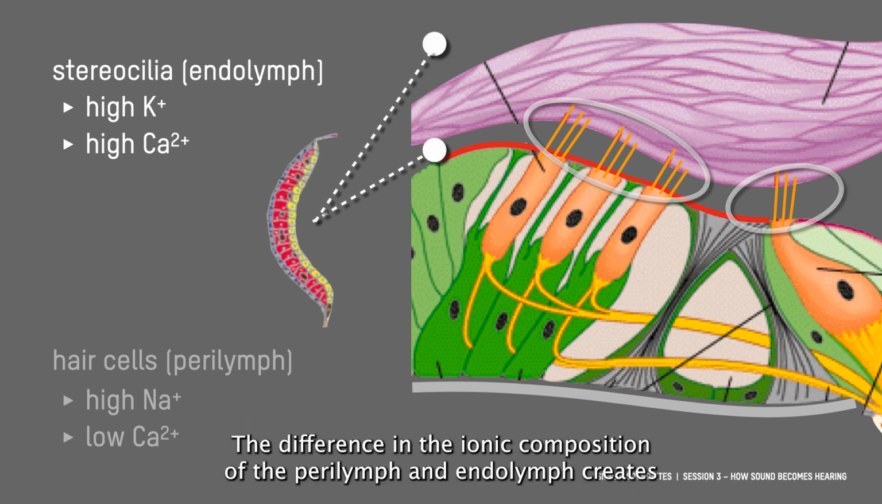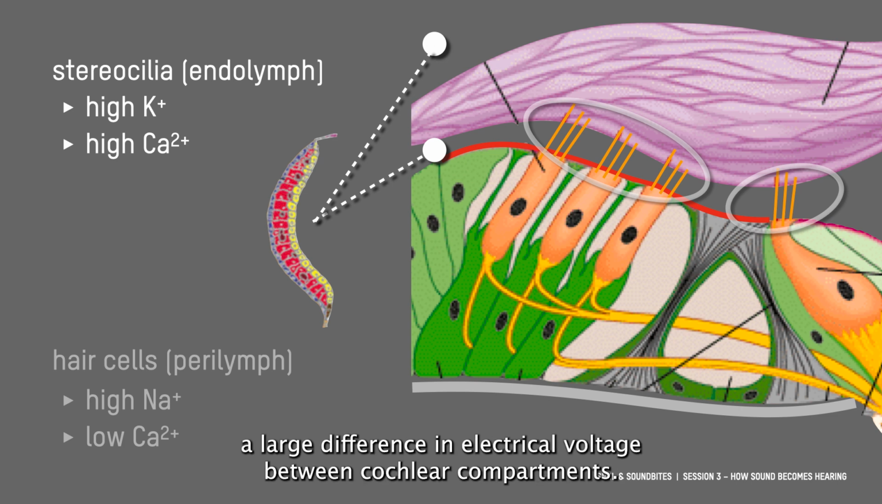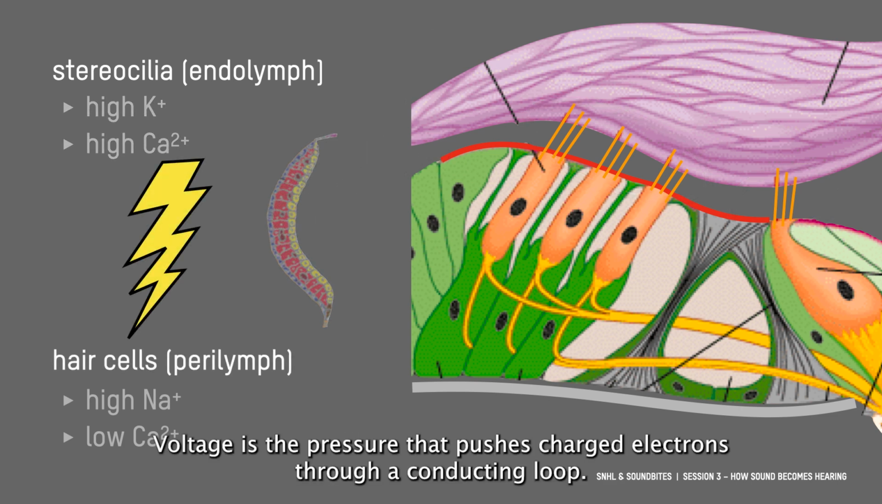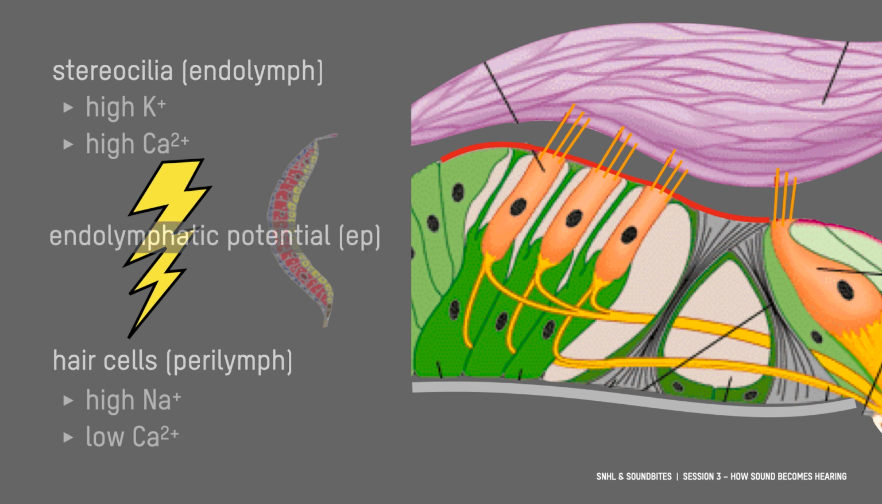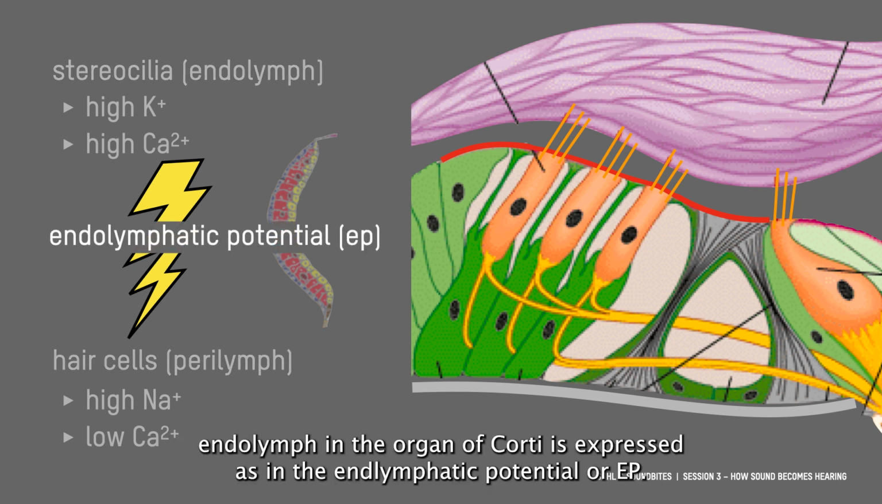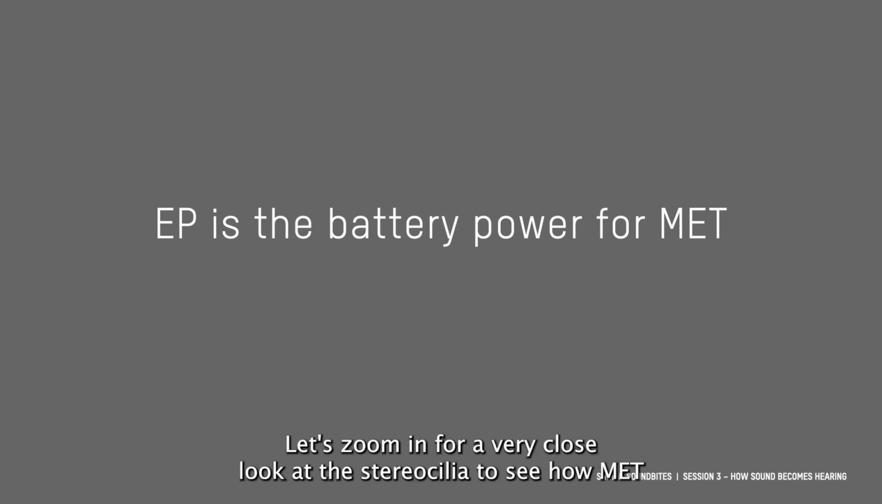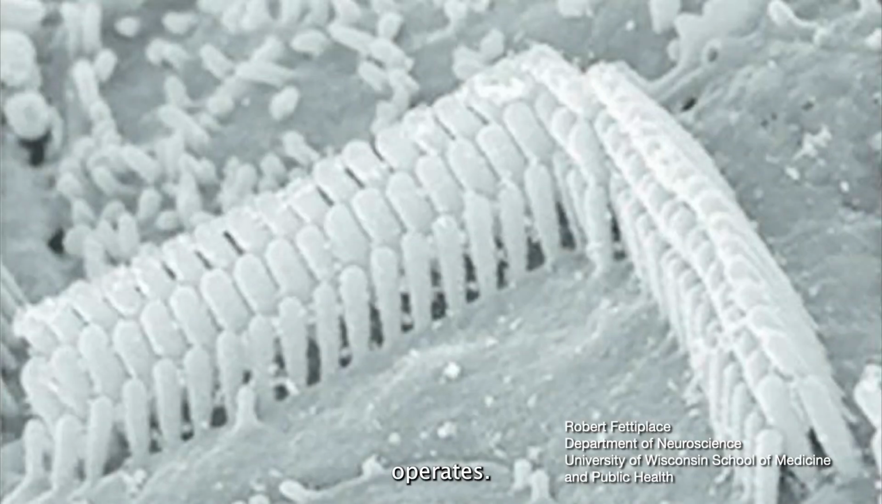The difference in the ionic composition of the perilymph and endolymph creates a large difference in electrical voltage between cochlear compartments. Voltage is the pressure that pushes charged electrons through a conducting loop. Electrical voltage of the endolymph in the organ of Corti is expressed as endolymphatic potential, or EP. EP is the battery power for MET. Let's zoom in for a very close look at the stereocilia to see how MET operates.